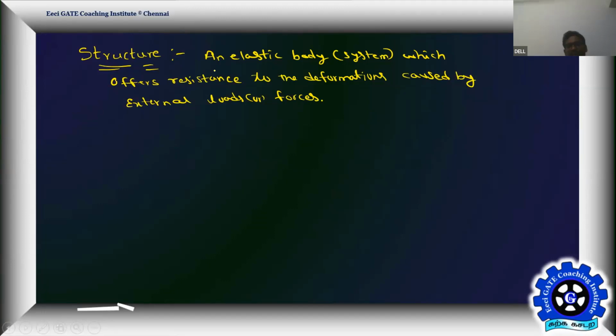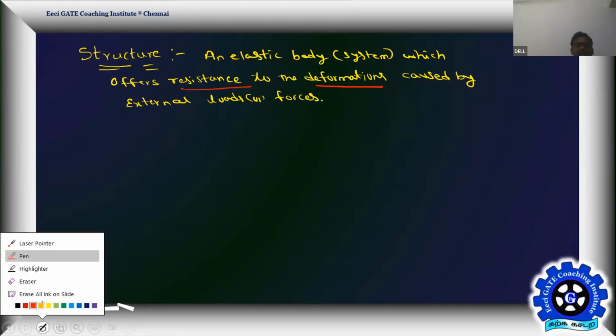Are you getting the point I'm trying to say? If you want to call any system a structure, that particular system should resist the deformations. If it is resisted, then that is what we call the structure. So please make a note of that: which offers resistance to deformations. Any kind of system, elastic body or system, whatever it is, which offers resistance to deformations caused by external loads, that is what we call basically the structure.